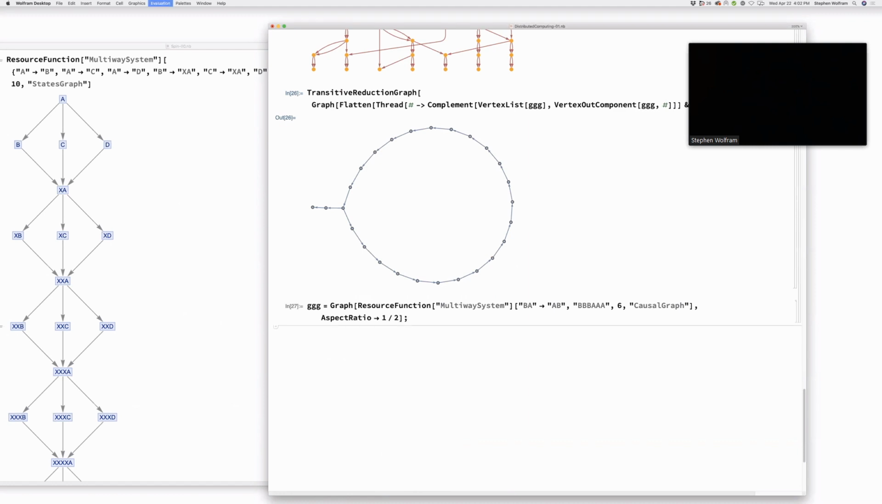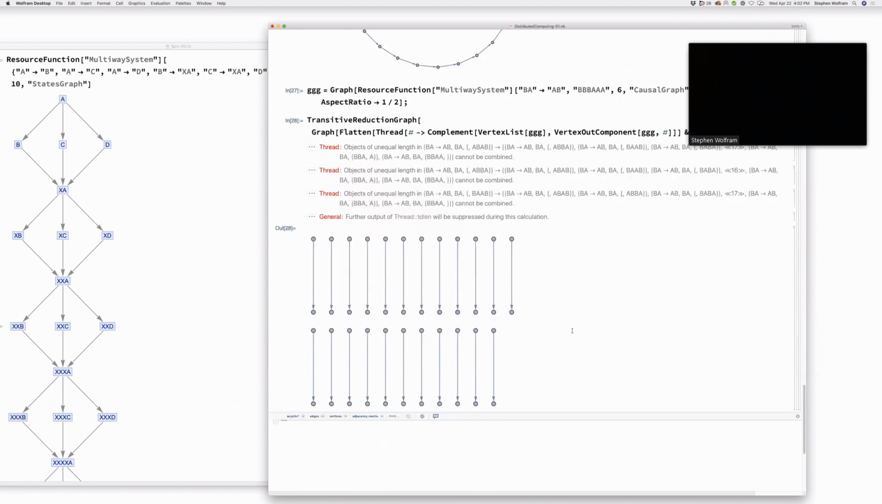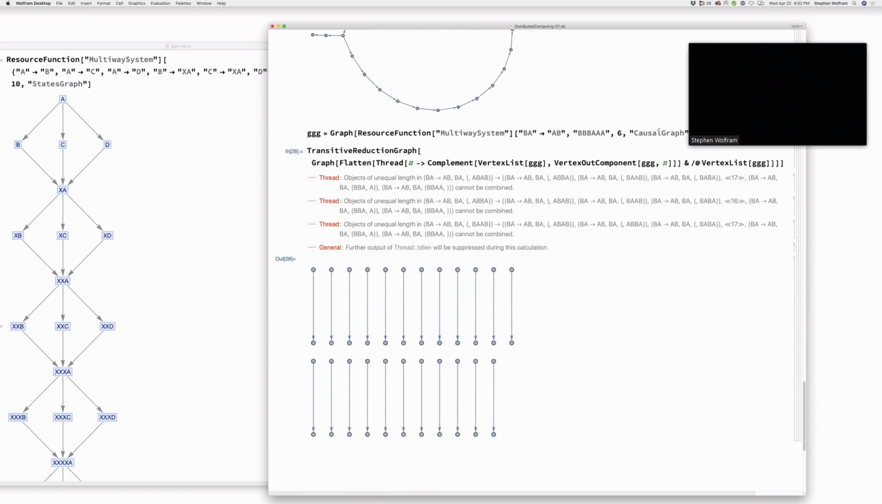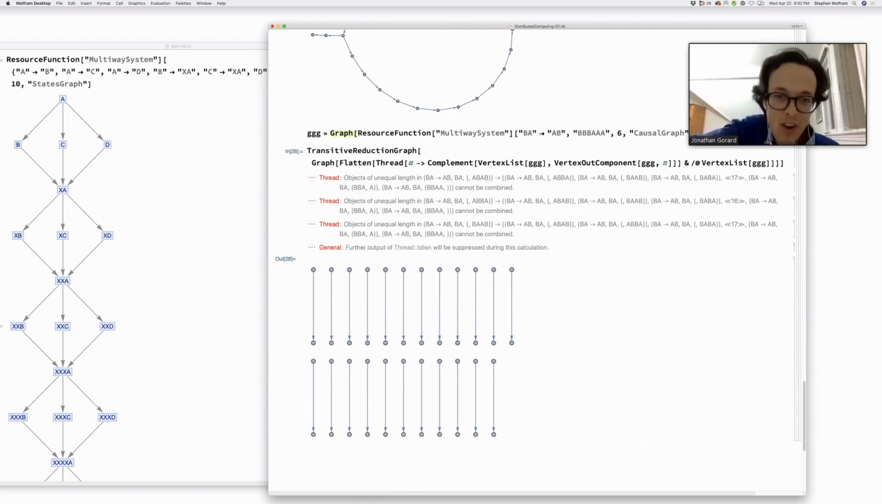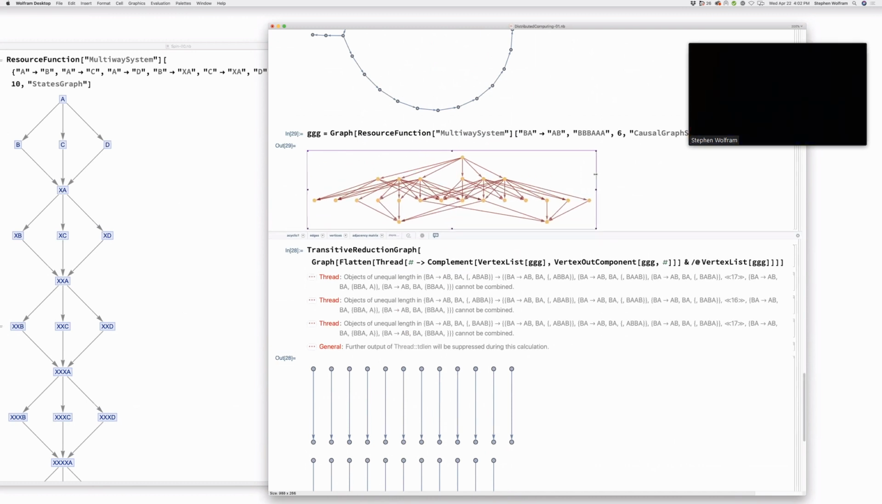Okay, so there's our causal graph. And now let's do the same thing here with the transitive reduction. Should make a function out of it. What the heck happened there? So this is the causal graph. Is this thread not liking the fact that our events are lists? Well, if that's the case, we can make that into an index graph. Right.